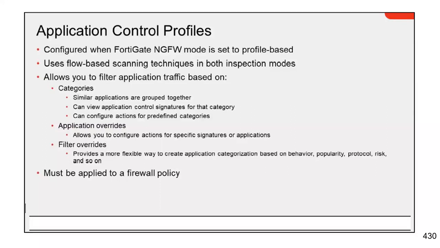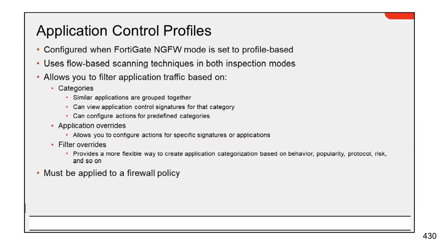Now, the application control profile consists of three different types of filters. Let's talk about that. The filters we have, the first one is called categories. Categories are groups of applications based on similarity.